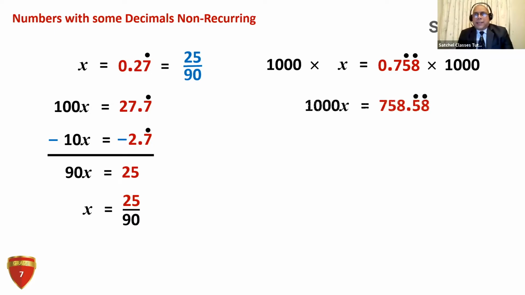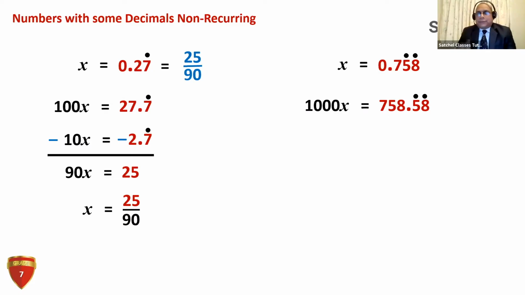So we get 1000x is equal to 758.58 recurring. Remember, only 58 is recurring. Now the next step is to separate the recurring and the non-recurring part, which means I need to shift the decimal between 7 and 5, right? So that the recurring and the non-recurring part gets separated.